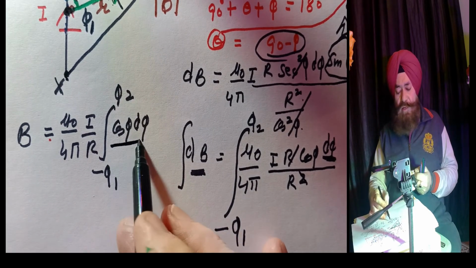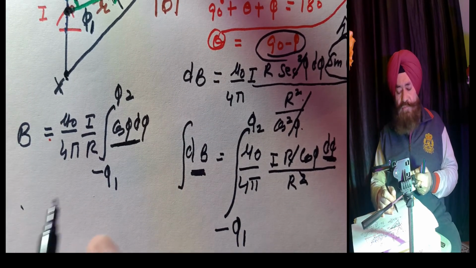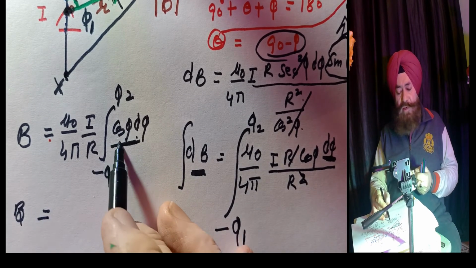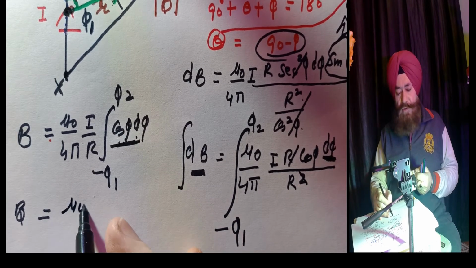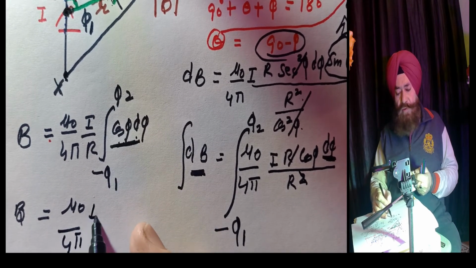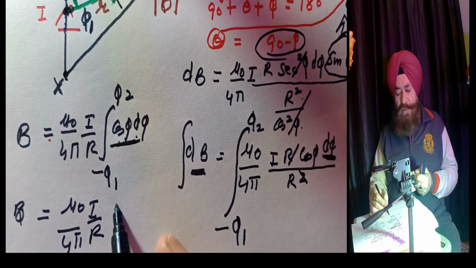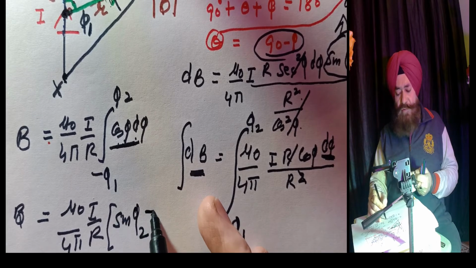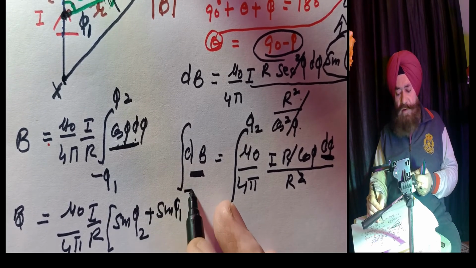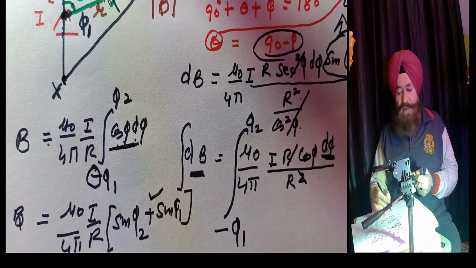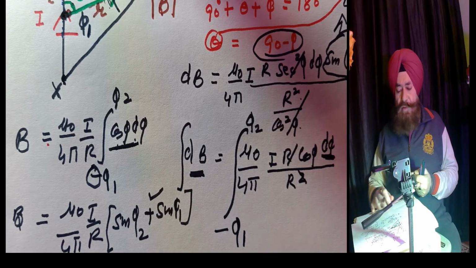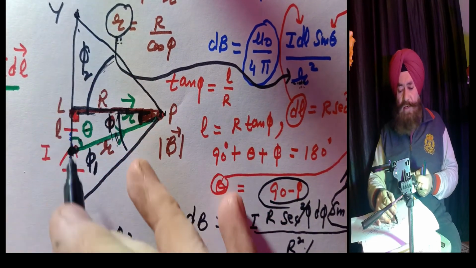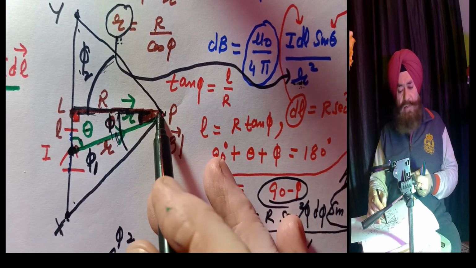Now what is the integration of cos phi d phi? This is sin phi. So substituting the limits, mu naught upon 4 pi, I upon R, this becomes sin phi 2 plus sin phi 1. Here comes plus because of this negative sign. So this is the expression of magnetic field because of the finite conductor carrying current at this point.